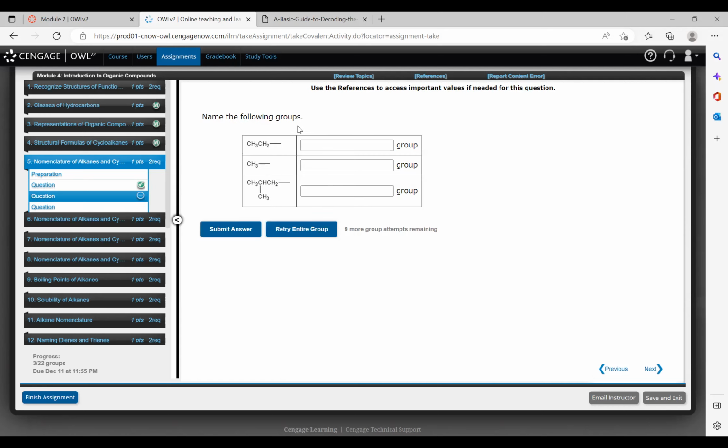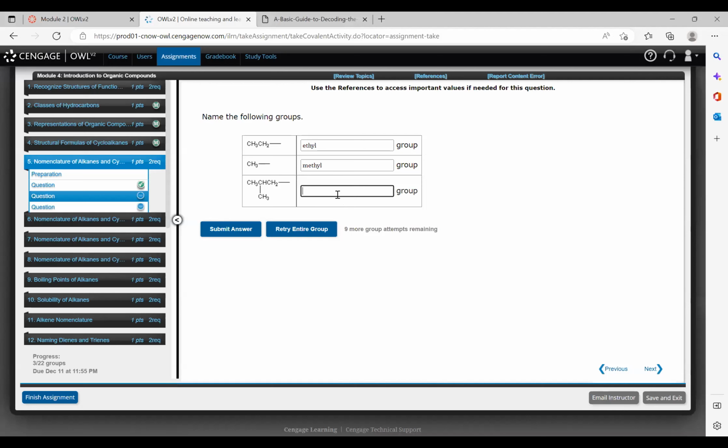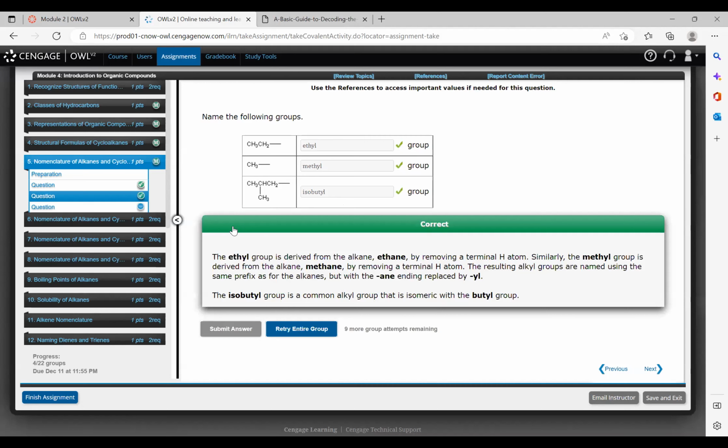All right, next one that we're going to see, we want to name the following groups. Again, this is what's going to be helpful to understand those side chains and how we name them. If there's 2 for a side chain, we would call this an ethyl group. If you have 1 carbon as a side chain, that would be your methyl group. And this guy here, from understanding those different groups on the side, this would be isobutyl group. Submit our answer, and we are good to go.